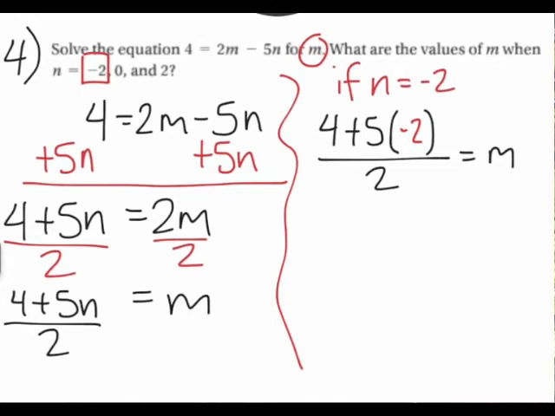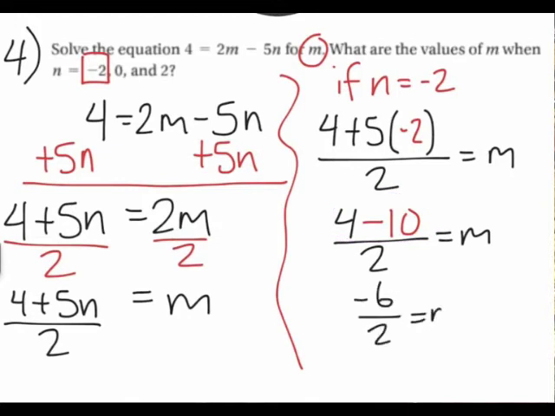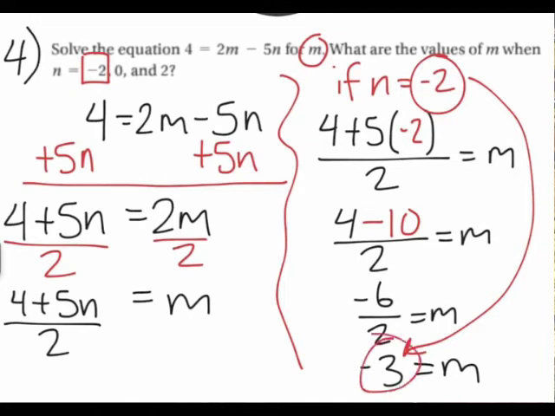So let's begin simplifying this equation. 4 plus 5 times negative 2 is negative 10. I'm taking this divided by 2. Now 4 minus 10 is negative 6. We are dividing that by 2. Negative 6 divided by 2 is negative 3. So the value of m when n is negative 2 is negative 3. Okay? So that's how you would approach this kind of problem.